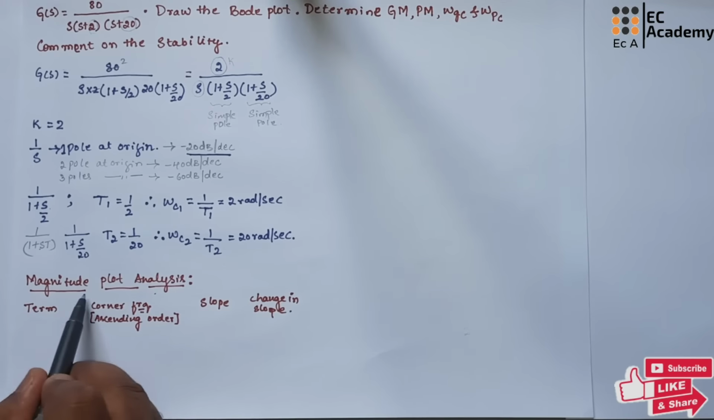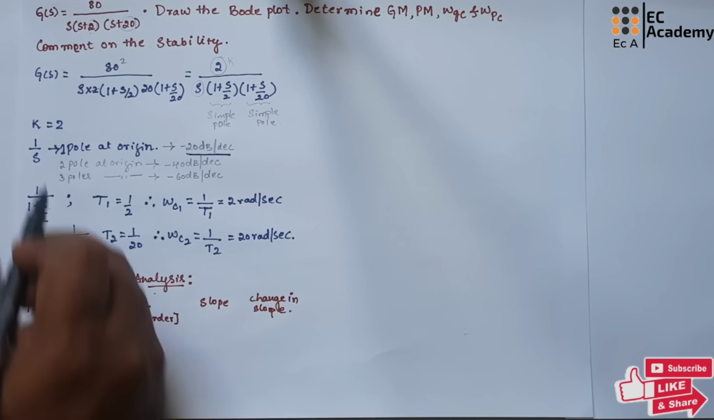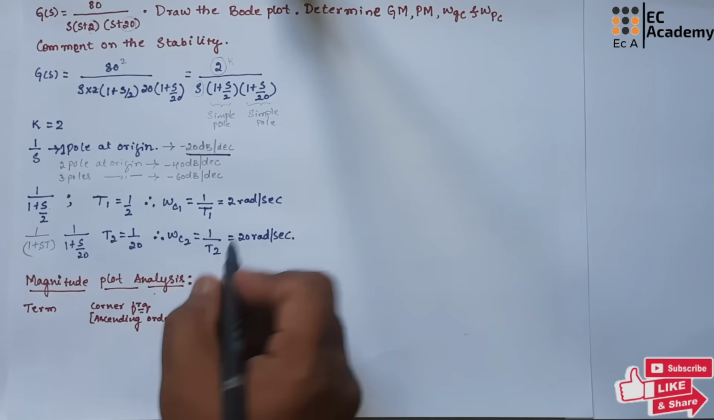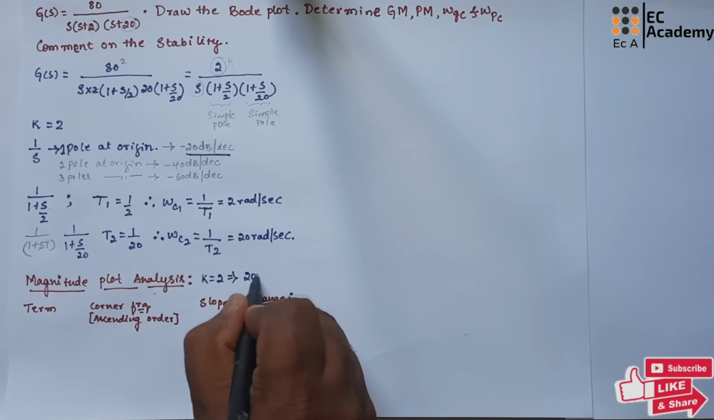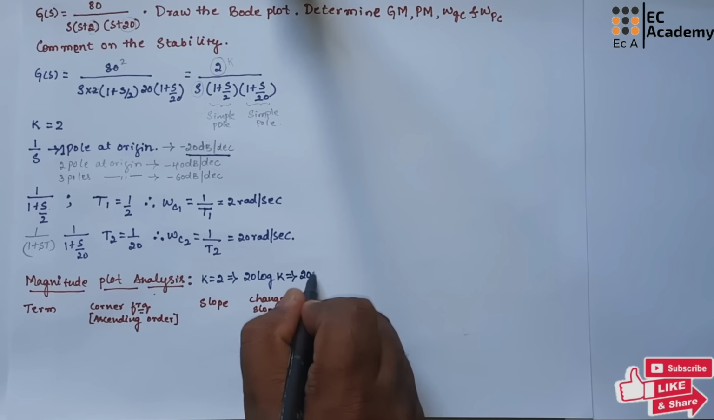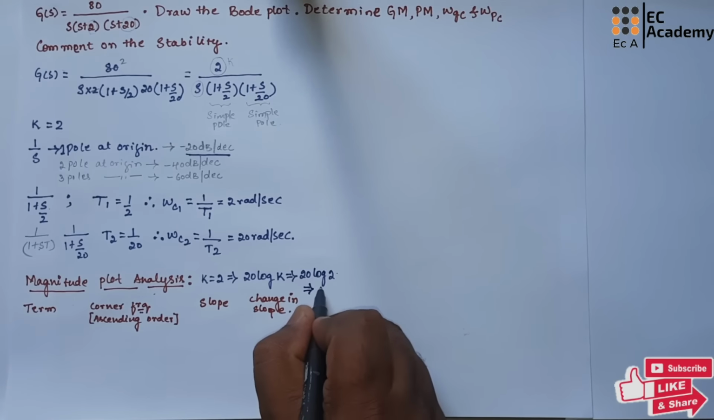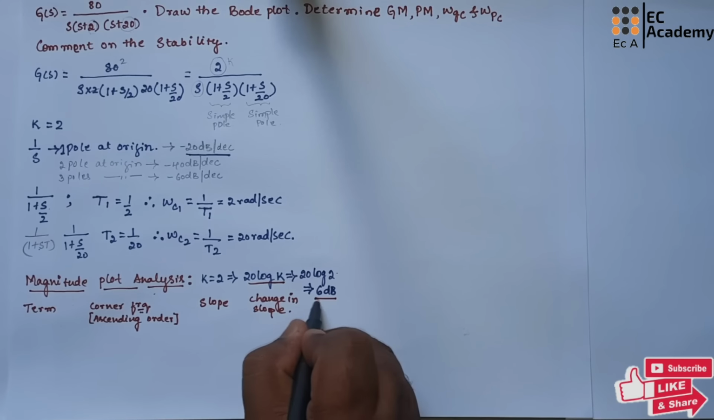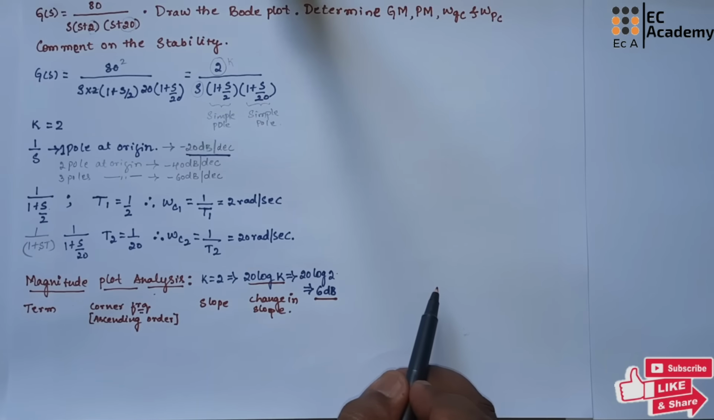Now we need to understand magnitude plot analysis. First step in magnitude plot analysis is to find 20 log of K. K value is 2. So here K value is 2. From this we can find 20 log of K, so we can find 20 log 2. So this value is approximately equal to 6 decibels. So 20 log K, we obtained it as 6 dB. So this line we need to plot as reference on the Bode plot.